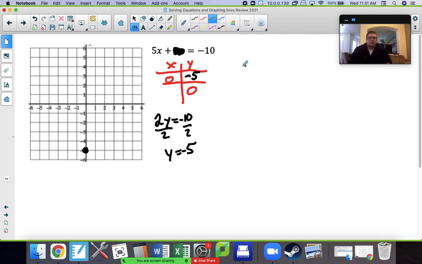What we're left with is 5x equals -10. Divide by 5. X is -2. We plot that point. Terrible line on my part here. Still not good, but it'll do. Our 2 dots that make our line. And there is our line.